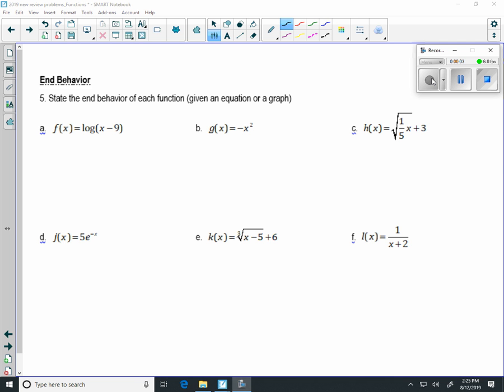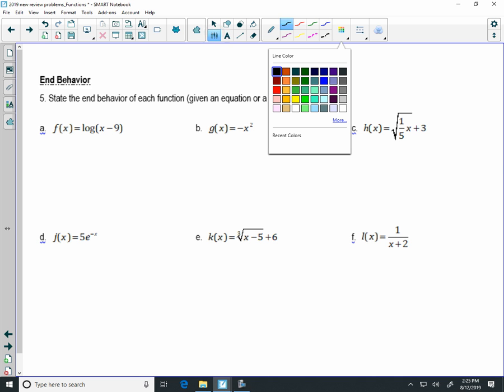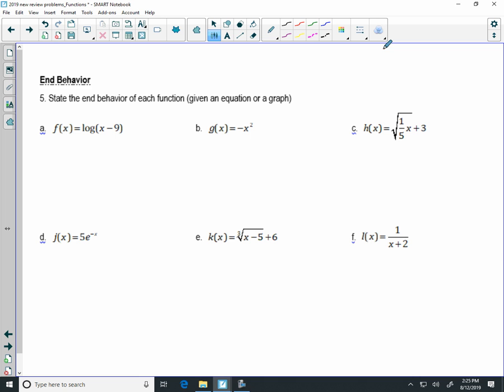All right, so for number 5 on the review, we don't have to graph all these functions, we're just asked about end behavior. So having a sketch in mind is helpful. So I'm going to do some little sketches here to help us out. So for A, log, starting off with this tricky one.